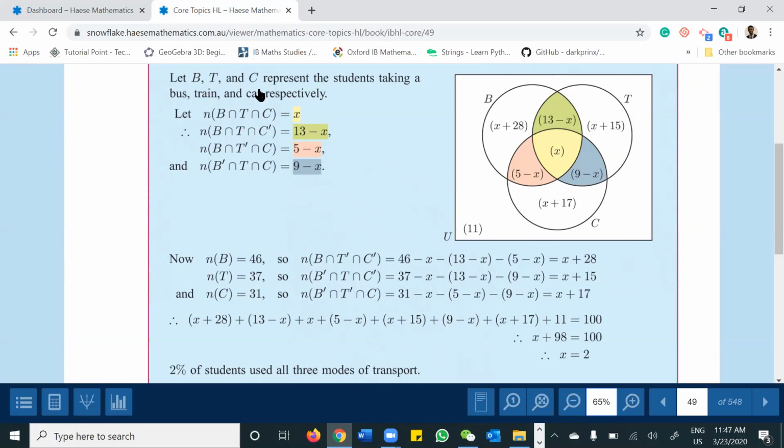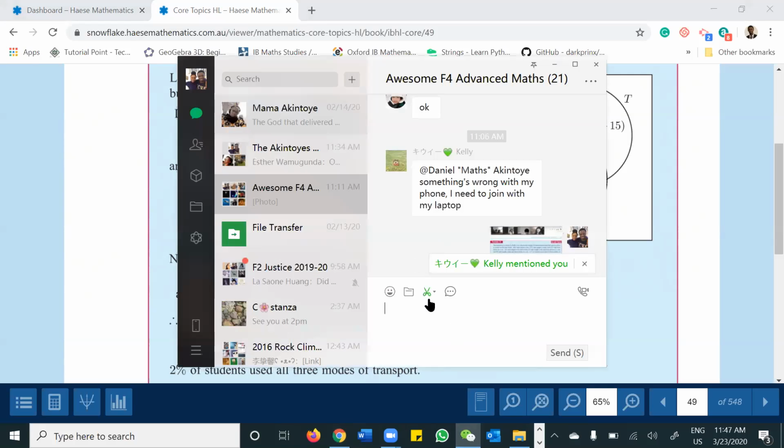Even this was shown, but this is not necessary because we can always show it in the Venn diagram. This is what is necessary to show your calculation. So I will send this to you as well in the group.